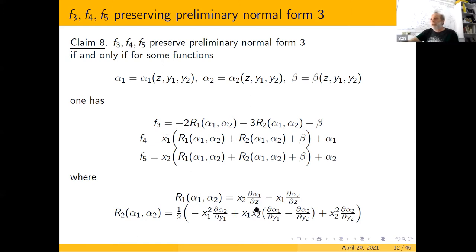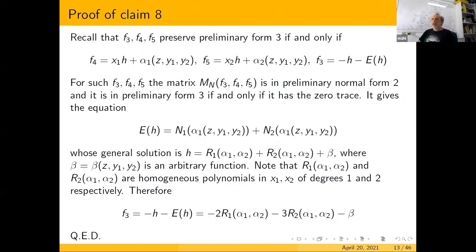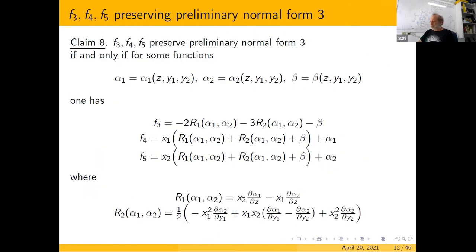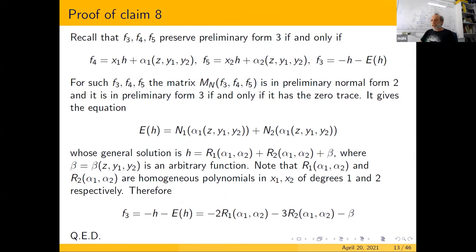Here is the formula for R1, so it depends on alpha 1 and 2. Here is the formula for I2. It's again a very simple computation. We have a normal form three. Here is the proof of this claim. You can write it, it's very, very simple. Again, you are working all the time with the Euler vector.